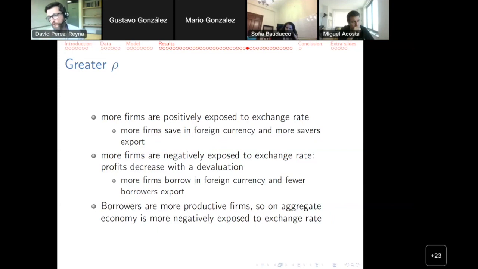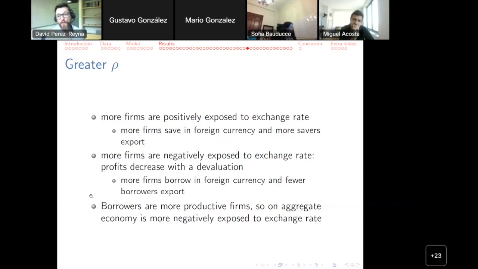And the reason why more savers export is that when firms that want to save face higher costs, either because they face a lower interest rate domestically or they have to pay a fixed cost to access the international credit market, then they're going to save less and they're going to be bigger tomorrow. If they're bigger tomorrow, then they're more likely to export.